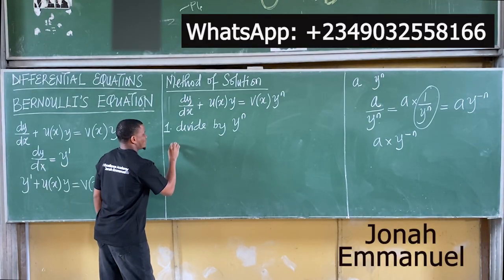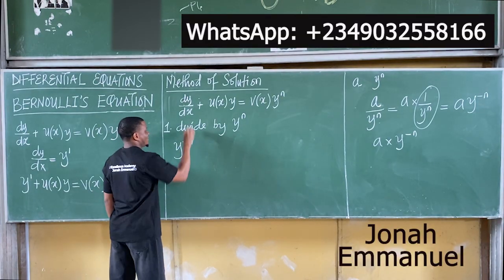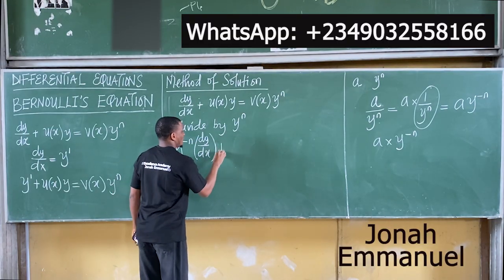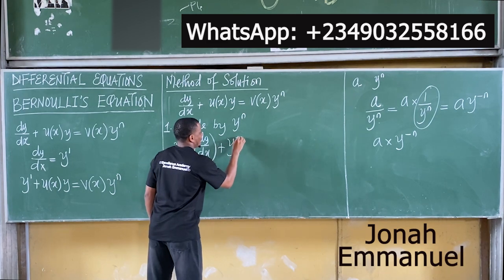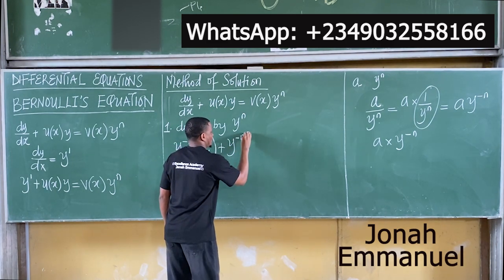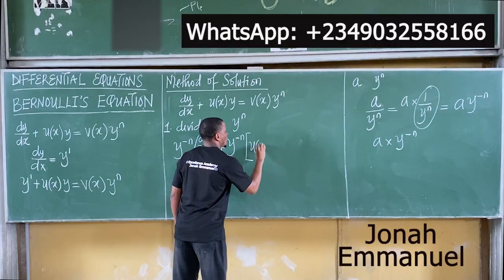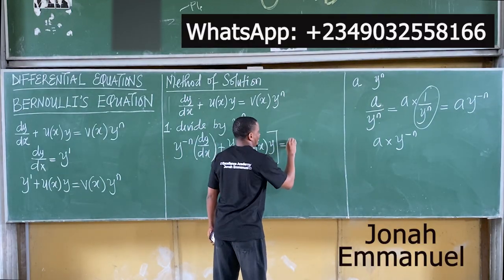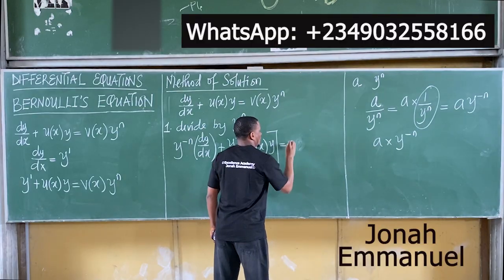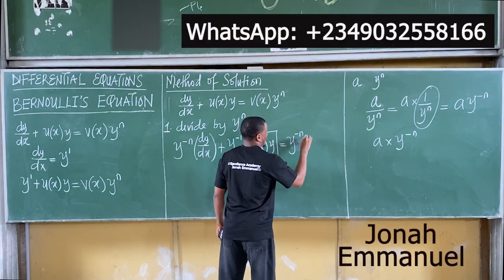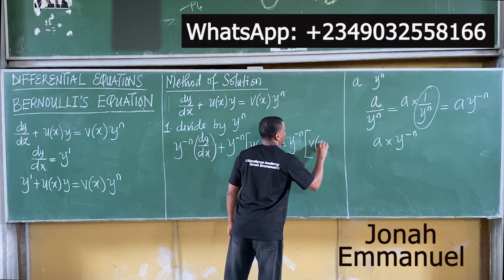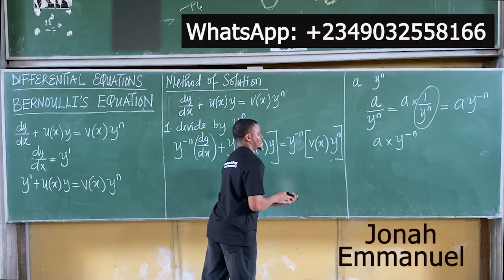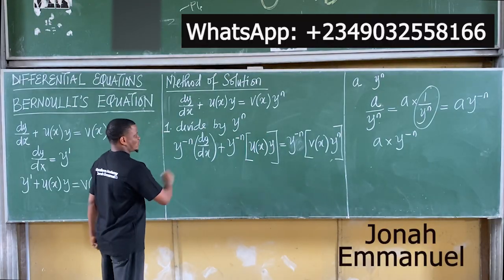Let's work with this. So multiply this equation by y to the power minus n. What do you have there? It becomes y to the power minus n times dy/dx, plus y to the power minus n multiplying u of x times y, equal to y to the power minus n multiplying v of x times y to the power n. I want to cancel this one first.